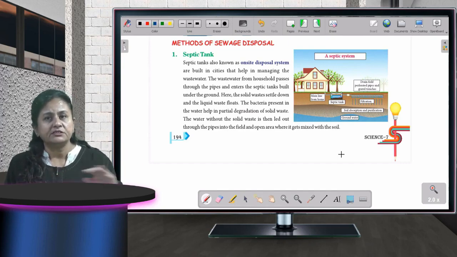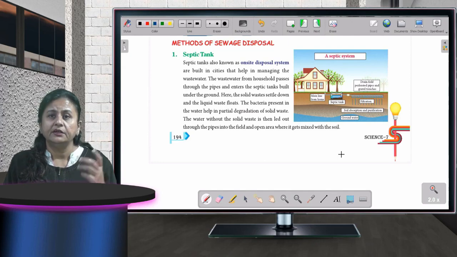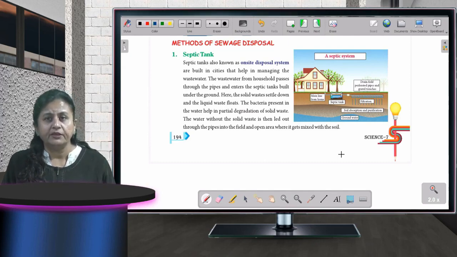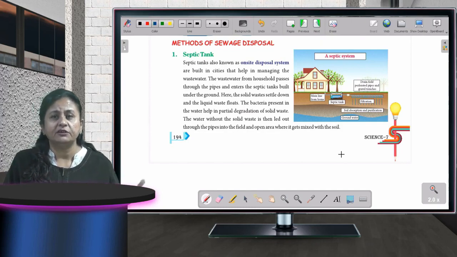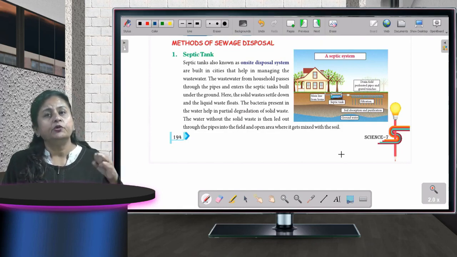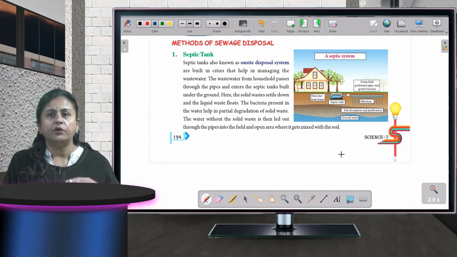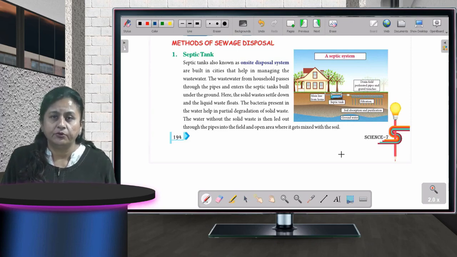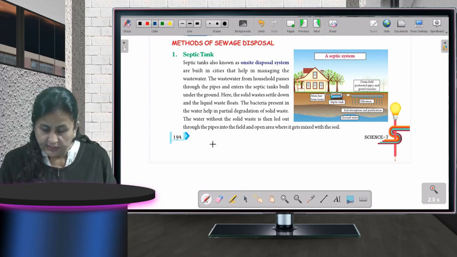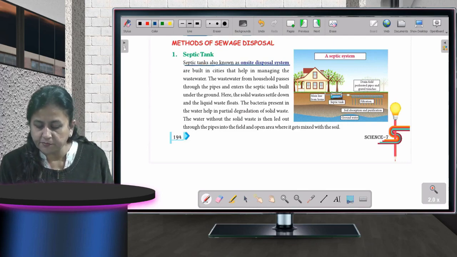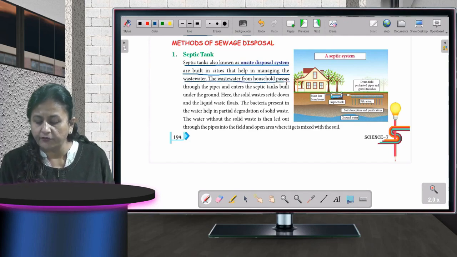The water is drained out, but the solid matter is left over there, like human feces, vegetable peels, and sand and silt, and the bacteria act upon that. And what is it turning into? That leftover is turned into manure. So septic tanks, also known as on-site disposal systems, are built in cities to help in managing wastewater. The wastewater from households passes through the pipes and enters the septic tanks built under the ground.